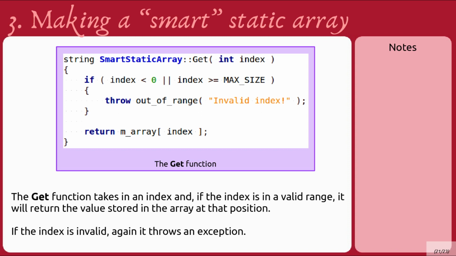Our get function also takes an index, and if the index is within a valid range, it will return the value stored in the array at that position. If the index is invalid, again, with this version we're just throwing an exception.